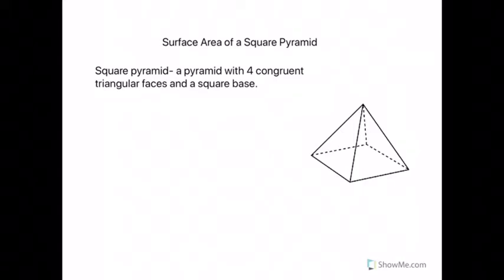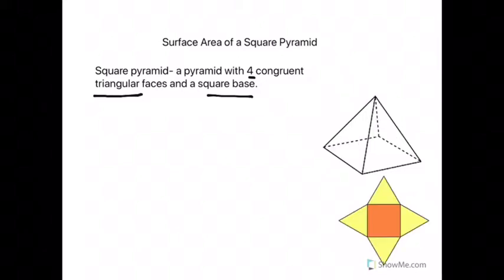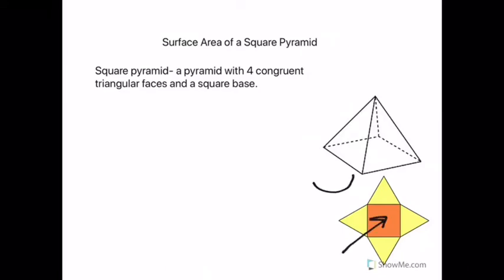So to find the surface area of a square pyramid, you need to find the surface area of the triangular faces, and there's four of them, and the square base. So if we were to deconstruct this square pyramid, it would look like this. Here you can clearly see the square base, and then if we unfold it, you can see the 1, 2, 3, 4 triangles.